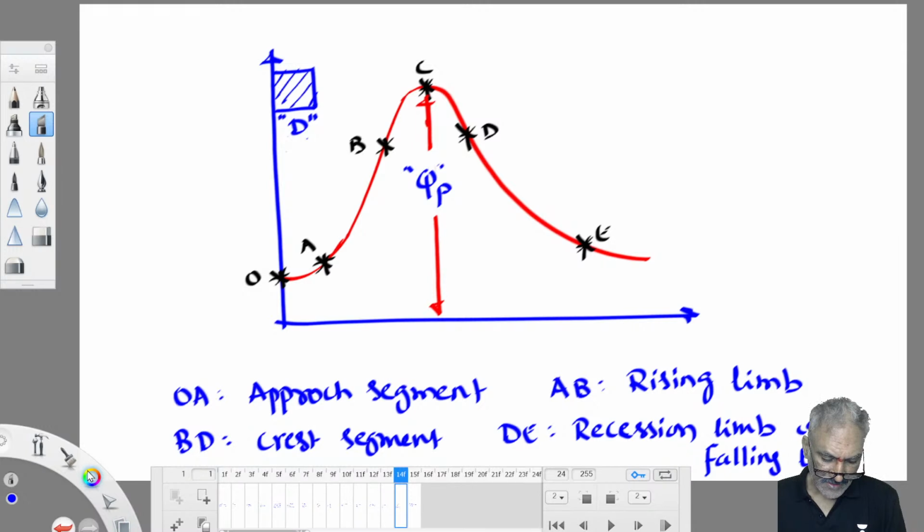Then if you see this horizontal axis, from the point A, the joining of the direct runoff, to the end of the direct runoff, that time interval is called base time, TB. We call it TB, base time or time base. It's called TB.